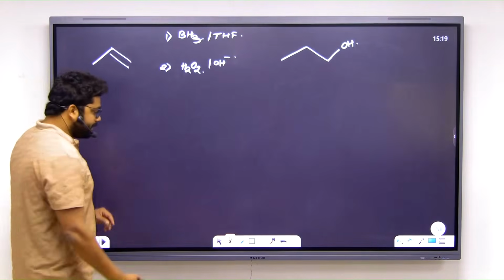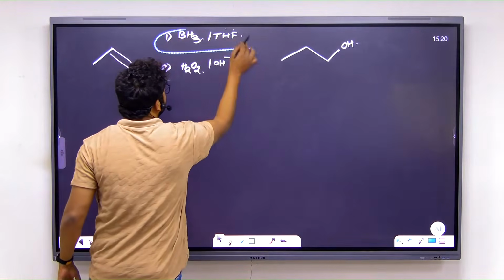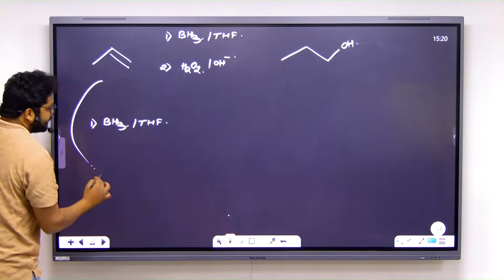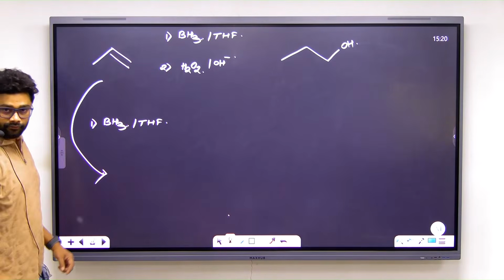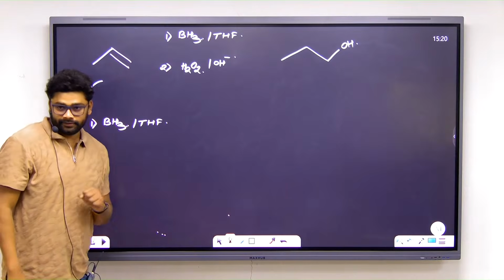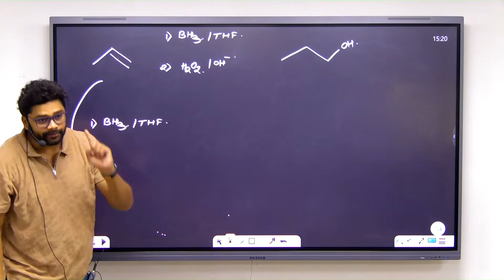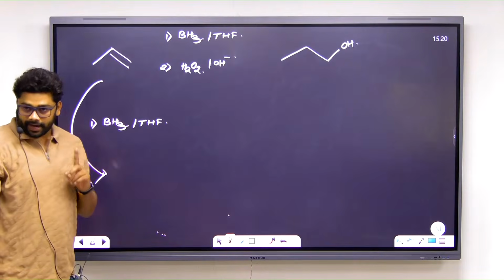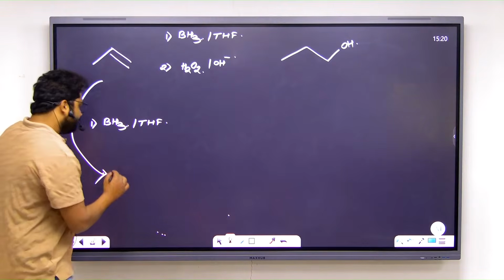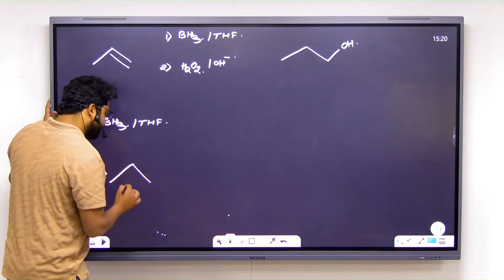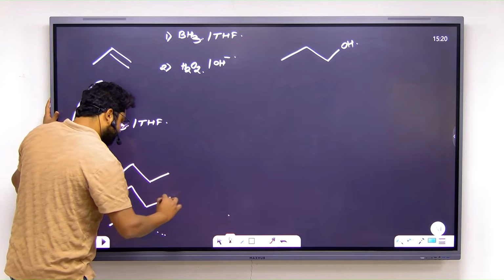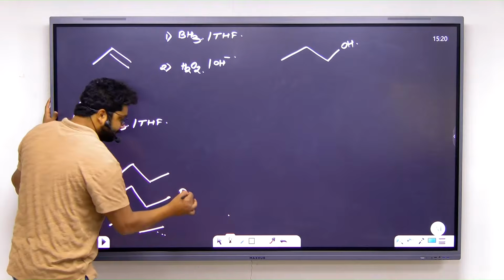But in case of such a type of example, only BH3 and THF is given. So what is your product? Not alcohol, it's your intermediate. Tripropylborane. You remember the mechanism. You have to repeat this 1, 2 and 3 times. Your third carbon is connected to the single boron.